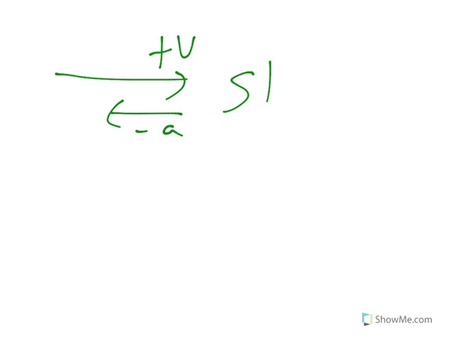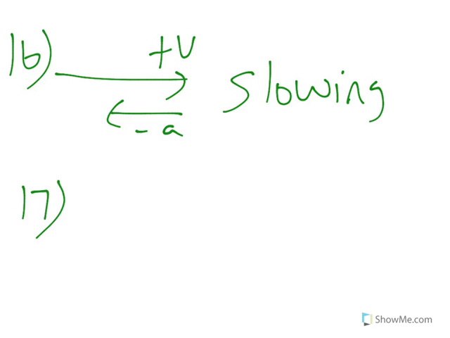16, if you have a positive velocity and a negative acceleration, it means your object is slowing down. And that's number 16. Number 17, which would hit the ground first in a vacuum, it would be the same. They would hit at the same time, because air resistance is what keeps things from falling 10 meters per second squared. So if there's no air resistance, they would hit at the same time.